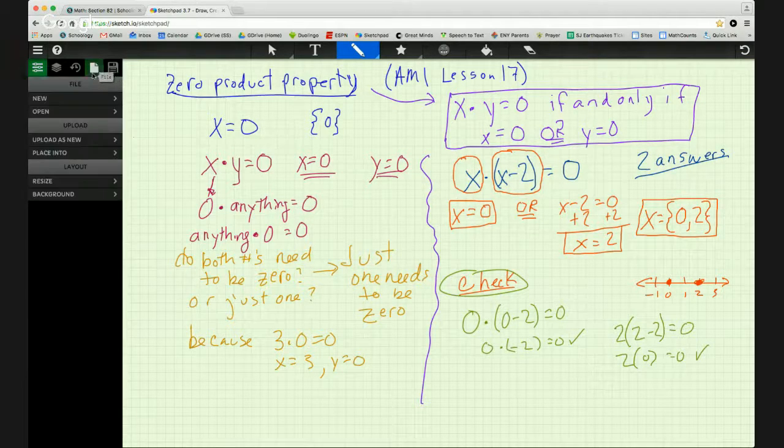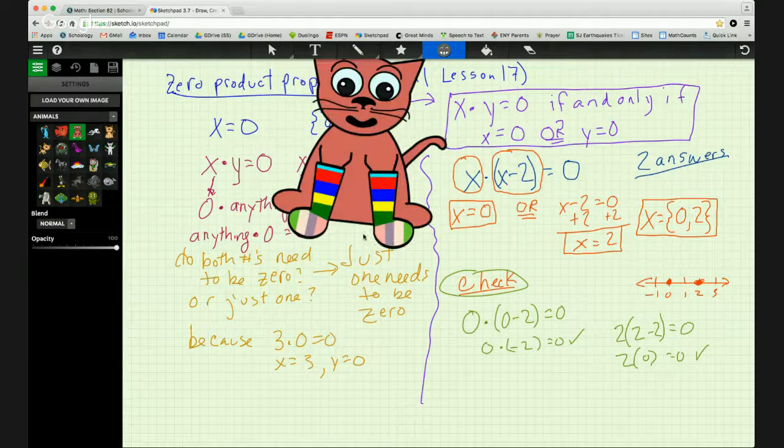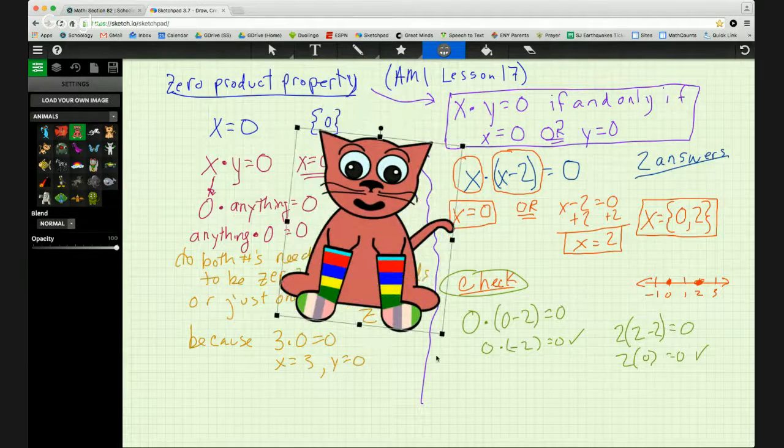All right, we're going to do, wait, oh my goodness, we forgot to do what we've been doing lately. Got it right, happy cat. Good job.